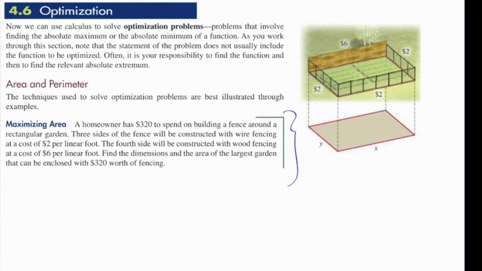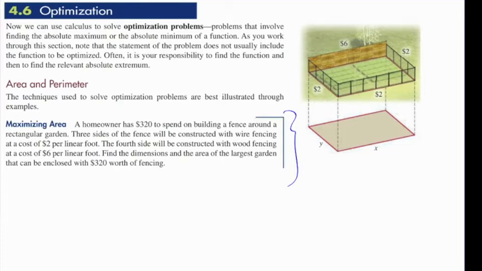So the problem states a homeowner has $320 to spend building a fence around a rectangular garden. 3 of the sides will be constructed with wire fence at a cost of $2 per linear foot, and the 4th side will be constructed with wood fence at a cost of $6 per linear foot. And it states that we are to find the dimensions and area of the largest garden possible that can be enclosed with $320 worth of fencing.